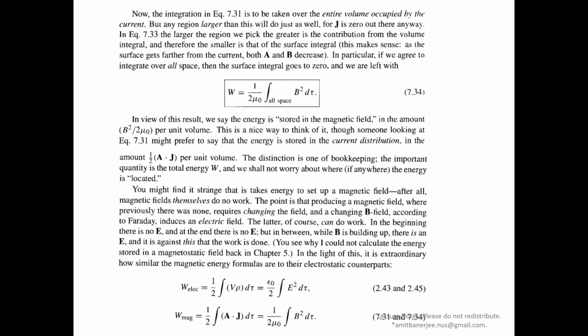Particularly for a point in which it's producing a magnetic field where previously there was nothing, that requires changing the field, and changing a B field, according to Faraday's law, produces an electric field. The electric field can actually do some work which a magnetic field would not do. In the beginning, there is no electric field. At the end, there is no electric field. But in between, while the B is building up, there is an electric field. And that is where the work is done.